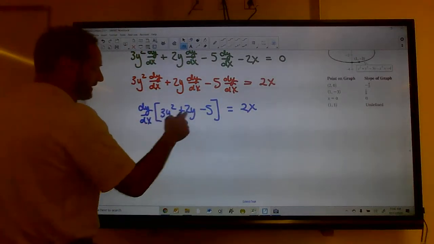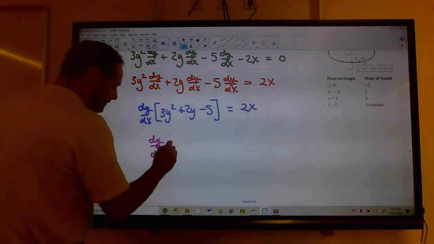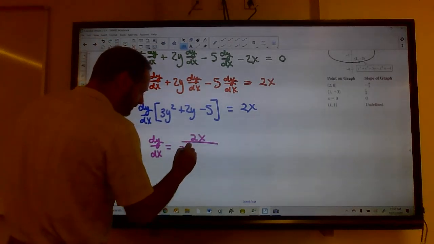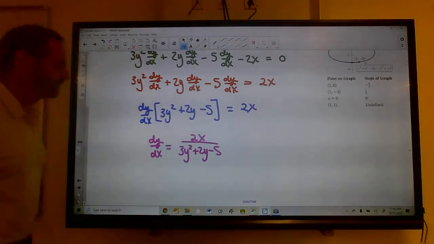Now I can divide both sides by this. dy/dx equals 2x over 3y squared plus 2y minus 5. There's my derivative. I'm done.